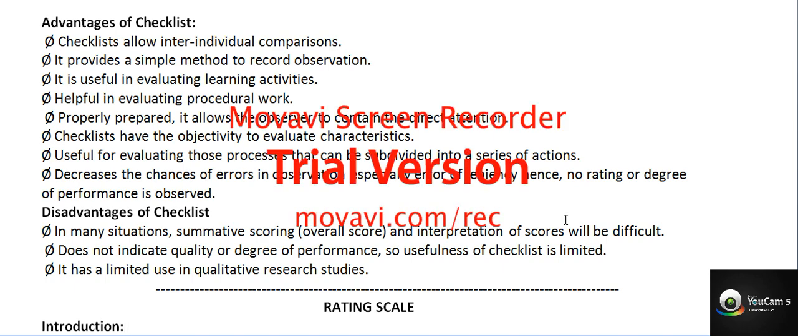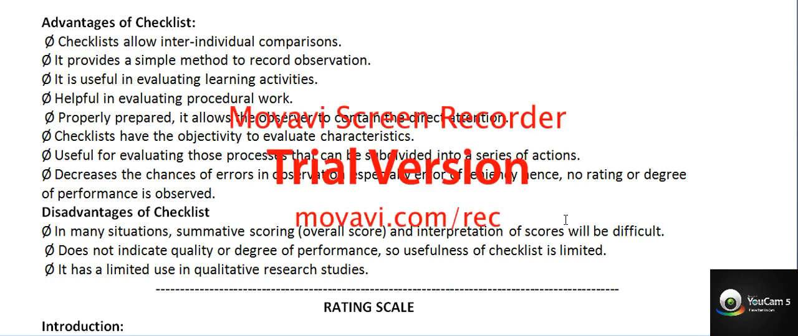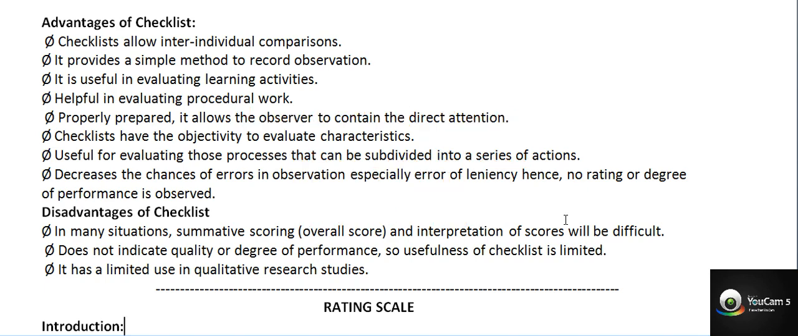Properly prepared, it allows the observer to direct attention. So the observer is very clear on what to notice if he has a checklist in hand. He won't get distracted by other things. He will just see what is in the checklist and observe the specific characteristics. Checklists have objectivity to evaluate characteristics. As it is mentioned exactly what to see, the observer cannot have a bias here. Useful for evaluating processes that can be subdivided into a series of actions. So that is skills, procedures, you can use the checklist. Errors are decreased because of the checklist.